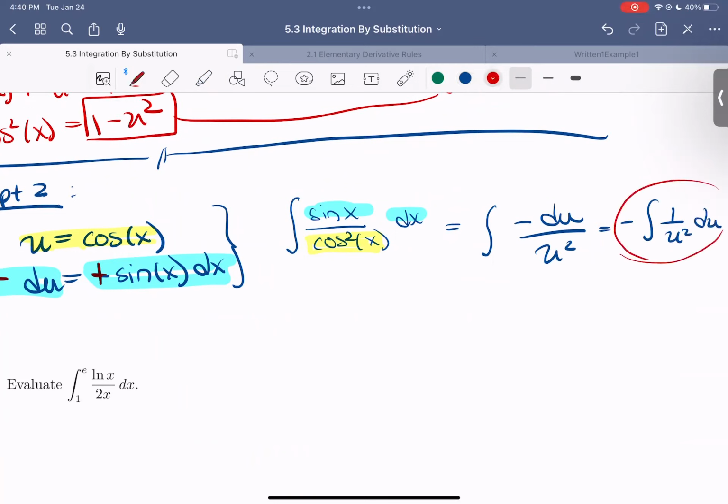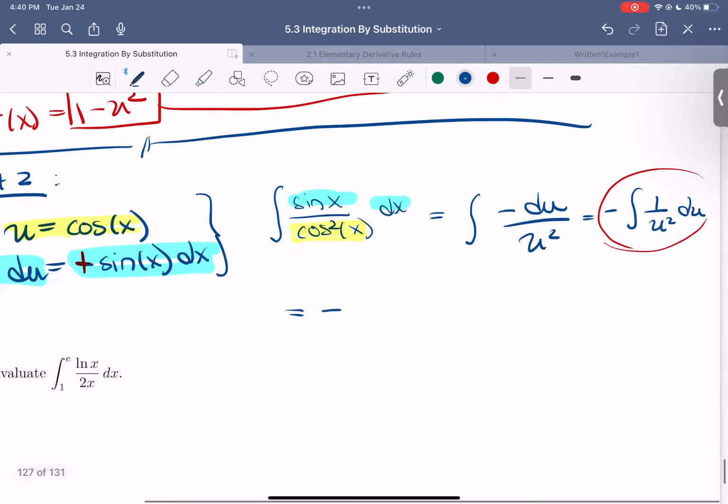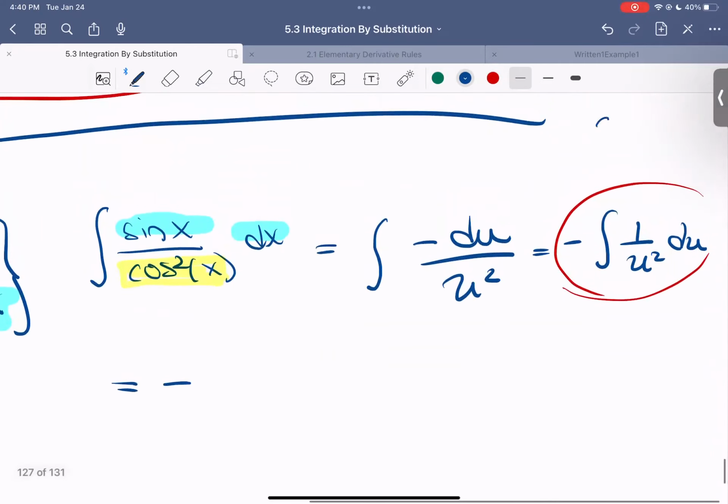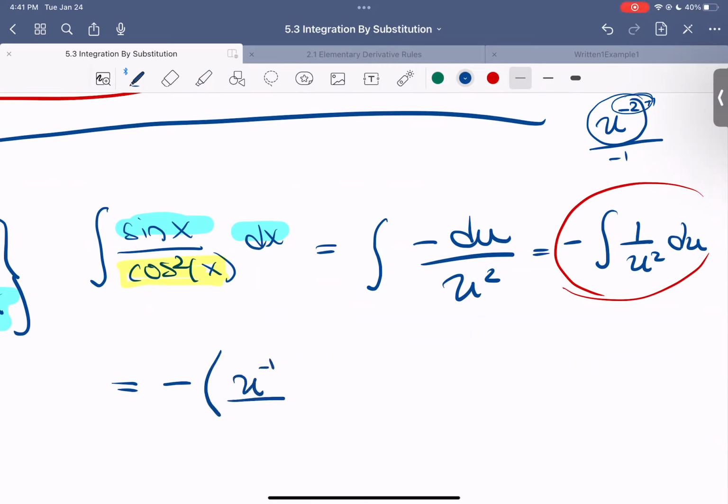Now we can recognize this as a function where we can compute its antiderivative. So that would just be using that reverse power rule. Keep in mind 1 over u squared is equal to u to the negative 2. So we add 1 to the exponent and then divide by that new exponent. So we divide by negative 1. So that would be negative u to the negative 1 over negative 1 plus c. Now if we combine our negatives here, those two negatives cancel out, and we're just left with 1 over u, or u to the negative 1, plus c.